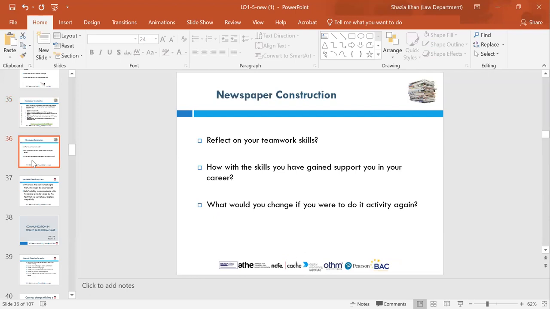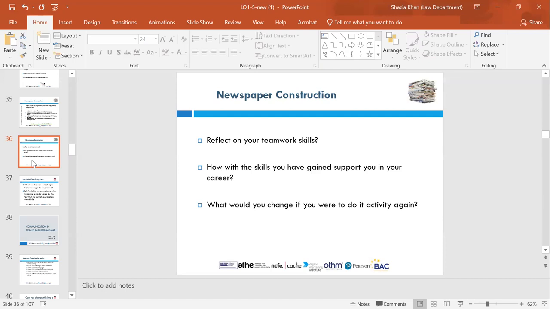Newspaper construction. So reflect on your teamwork skills. So whether you worked in a team to produce this newspaper construction, how will the skills you gain support you in your career? Any sort of skills you gain whilst doing this activity, because it's so important to identify what kind of skills you have gained whilst doing this activity.